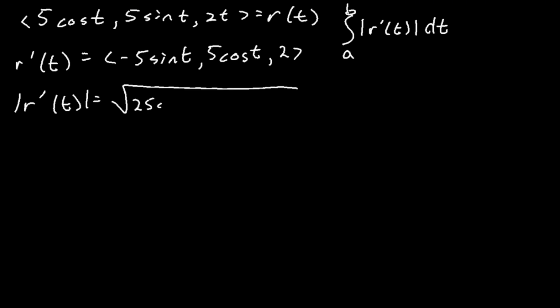You end up with 25 sine squared of t plus 25 cosine squared of t plus 4. And I got the 4 from 2 squared. So, once you figure this out, oh, this one's a little harder. Okay, I'll figure this out along with you guys.